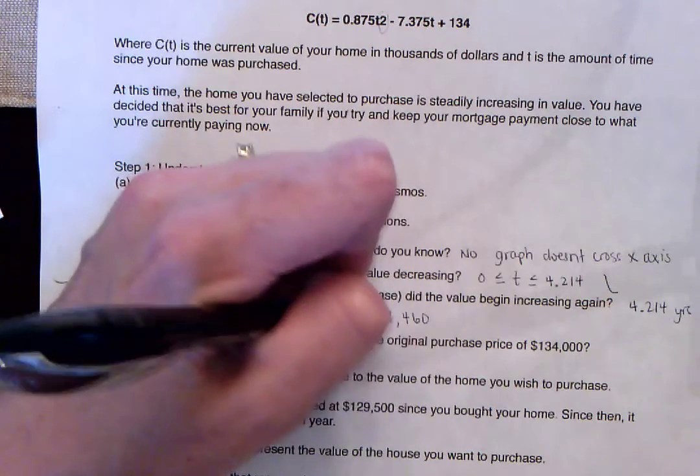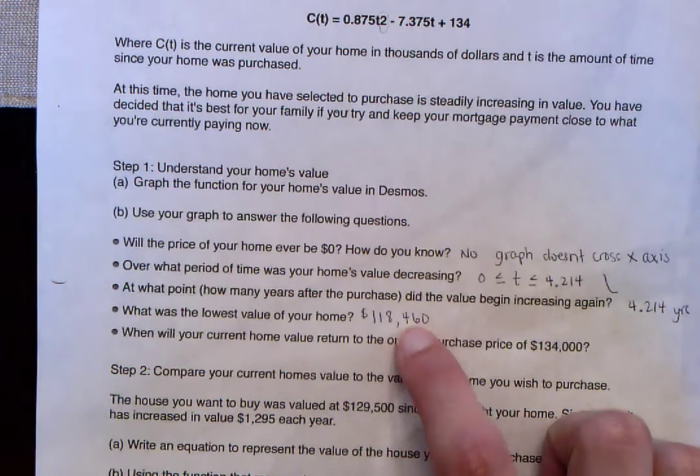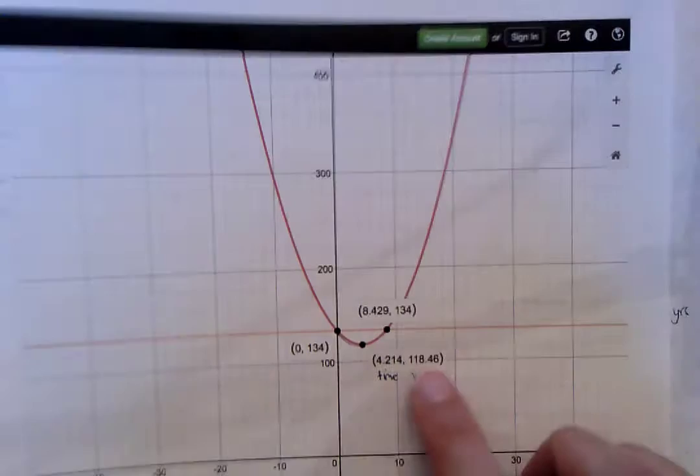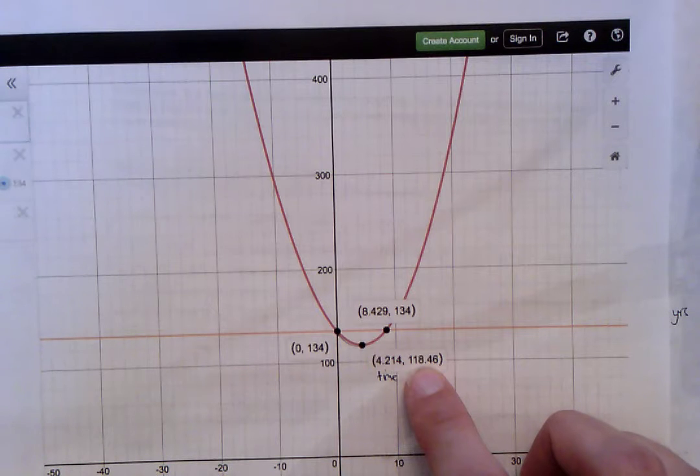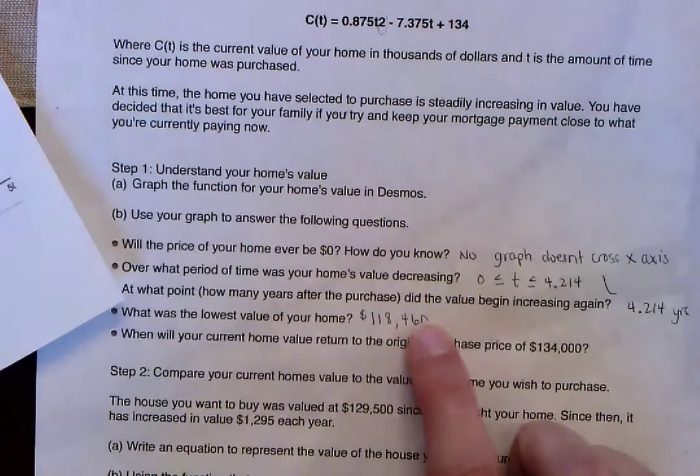Because remember that this was on the graph in thousands, so 118 thousands, that's 118,000, and then you have $460. That's what that represents. Okay?